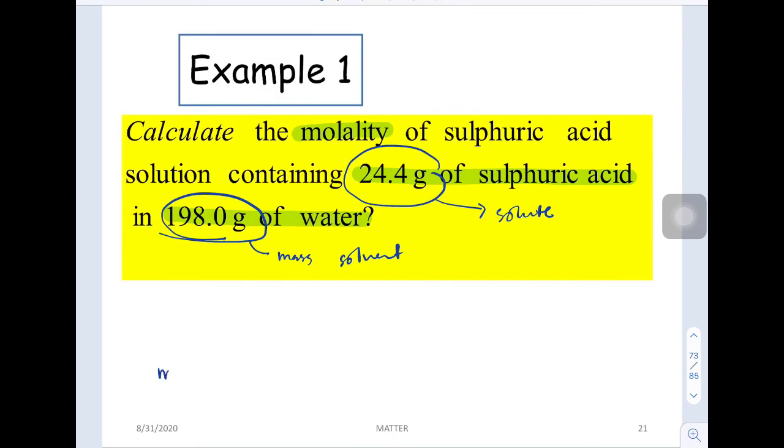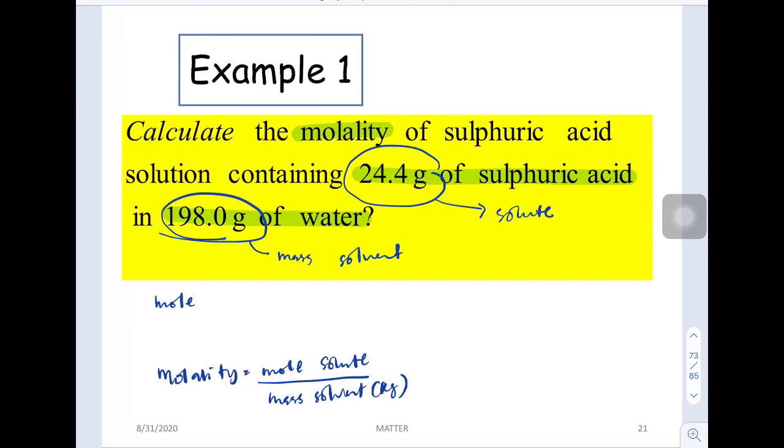So the molality equation is mole of solute over mass of solvent in kg. We have the mass that is given, 198. However, we don't have the mole of solute. So from the mass of the solute that is given, the first step is to calculate the number of moles of the sulfuric acid.